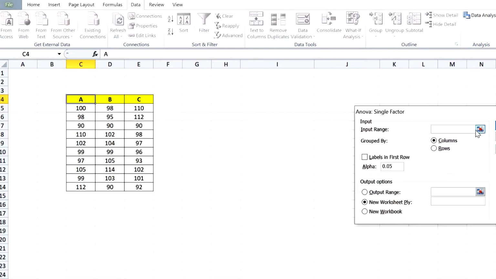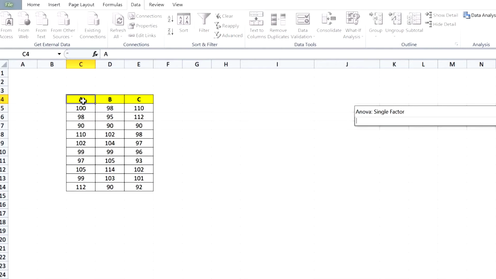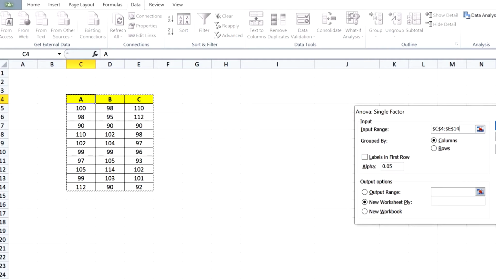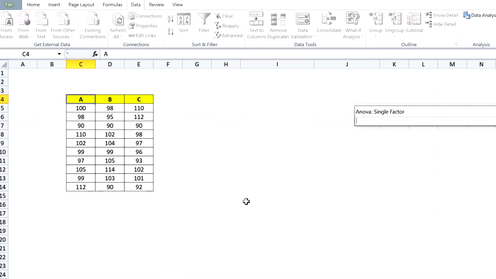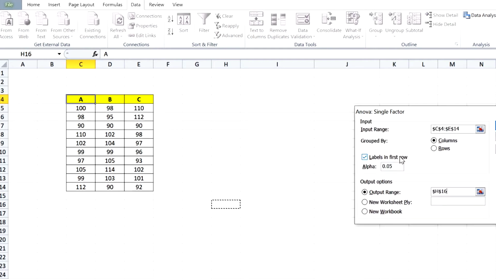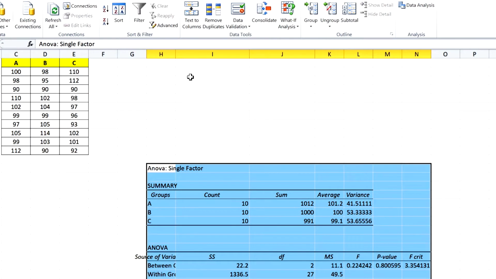Okay, here the input range, all of these results, enter, and labels in first row. Yeah, I added the labels. So I will select this alpha significance level of 5% error, and here the output range, you can select, as an example, here. Then enter, and okay, these are the results.